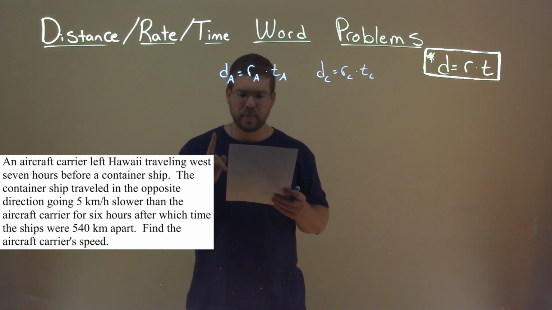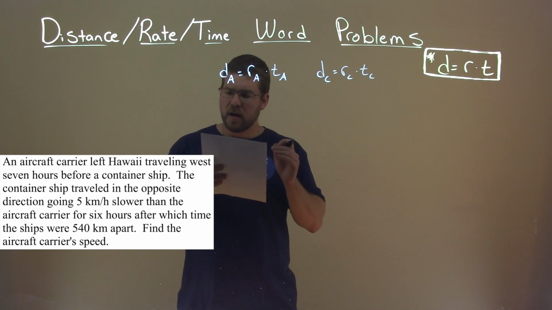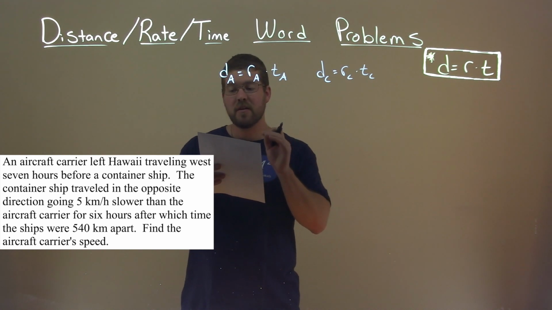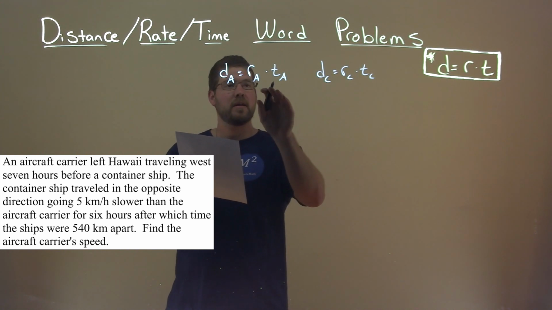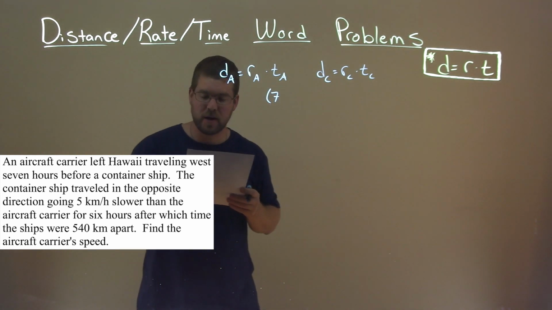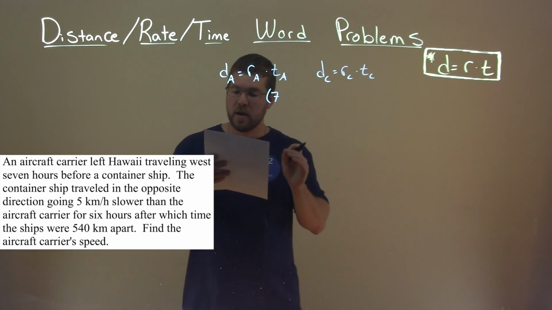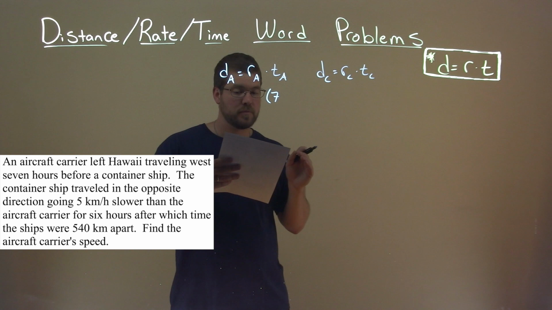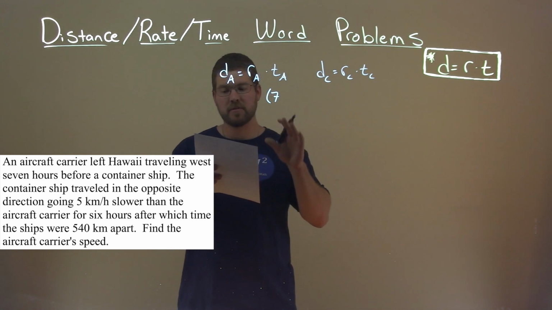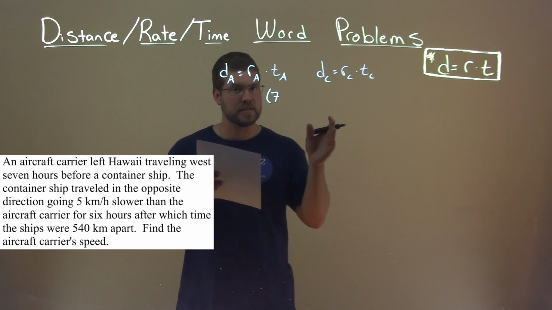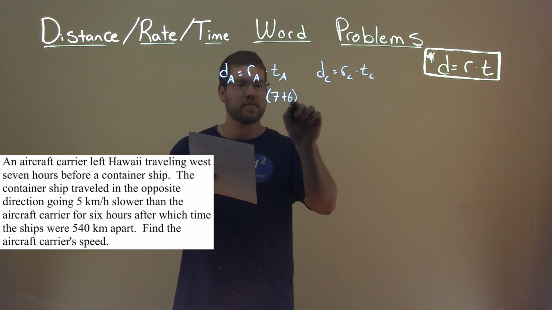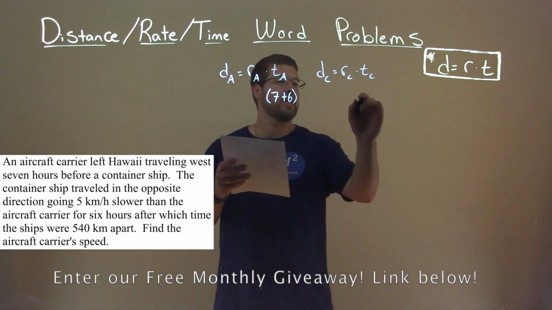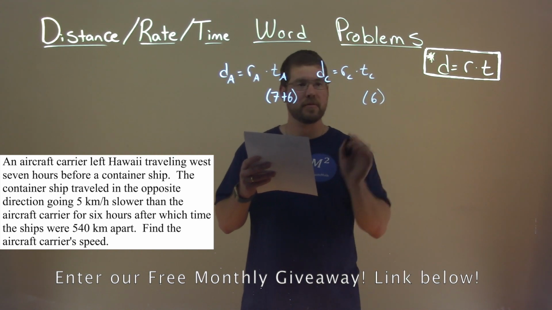What about time? Well, they tell us here an aircraft carrier left Hawaii traveling west 7 hours before the container ship. So that 7 hours is here, in the time for the aircraft carrier. But then later on they tell us that the container ship was traveling for 6 hours after. So after 7 hours, the container ship left for 6 hours. So the total time for the aircraft carrier out in the water is 7 plus that 6. And so now we know the time the container ship was out was only 6 hours.